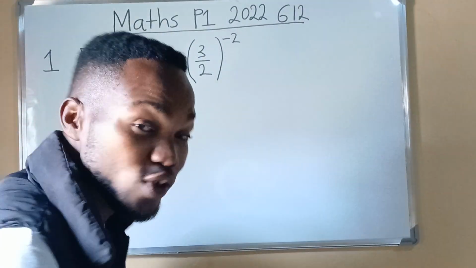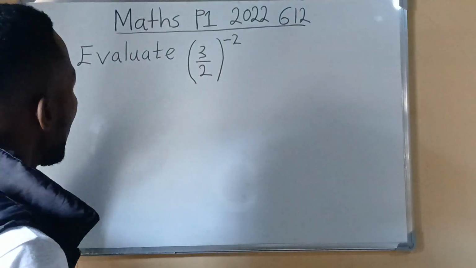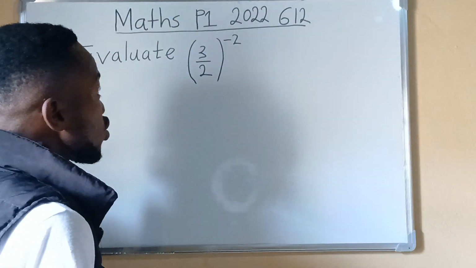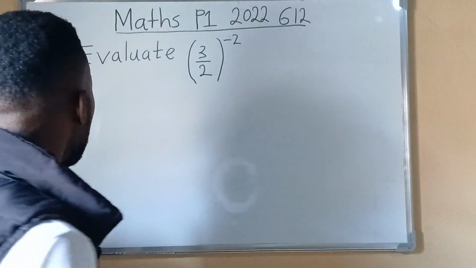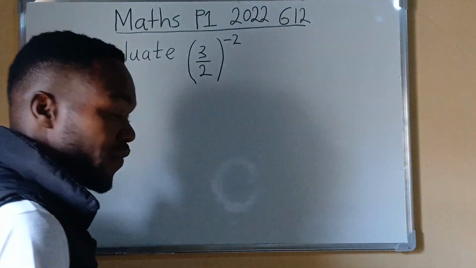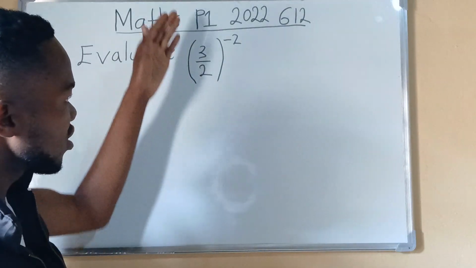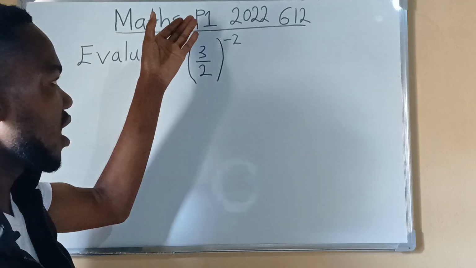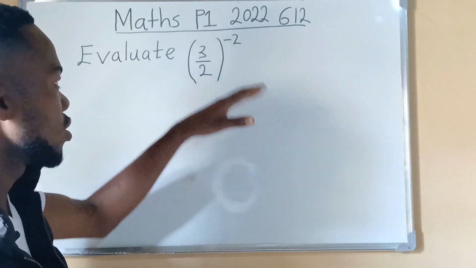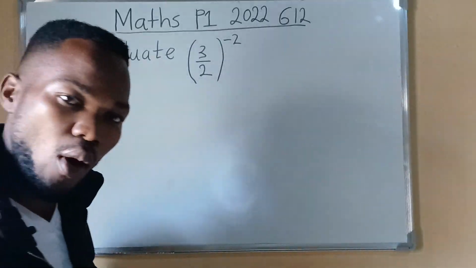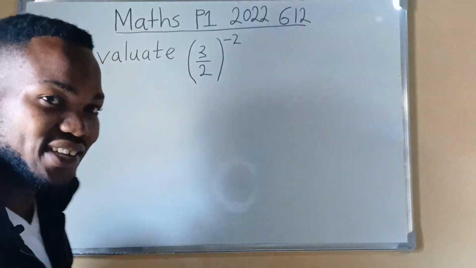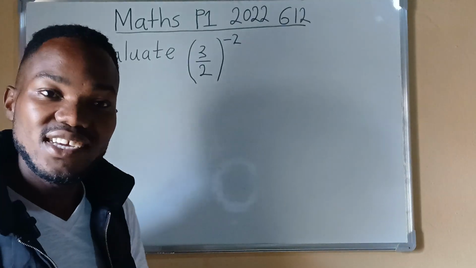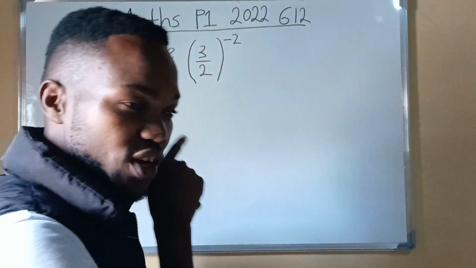In today's lesson, guys, we are looking at a question which came in Maths Paper 1, 2022, Grade 12. The question was saying: evaluate (3/2) to the power negative 2. So what we need to understand, guys, is that this is a Grade 10 question which came in the exam.